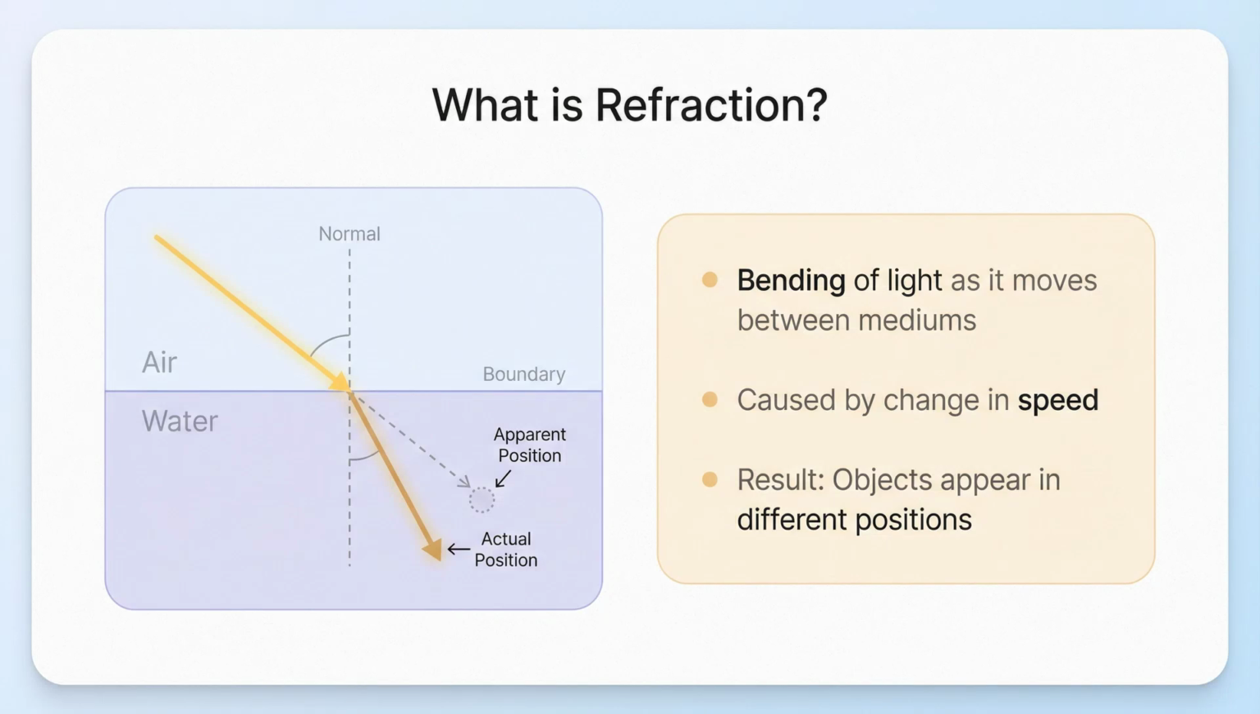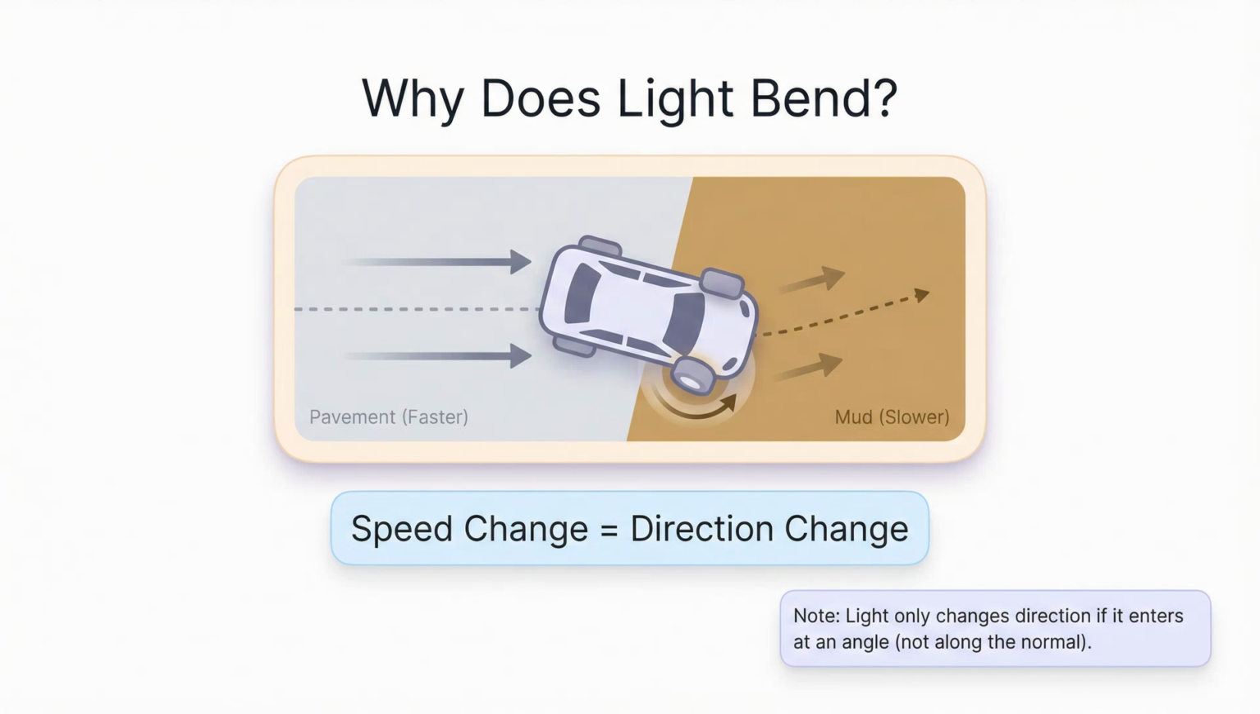So, simply put, refraction is the bending of light. This happens whenever light travels from one medium, like air, into another one, like water or glass. Because the light bends, our eyes get tricked, and objects can appear to be in completely different positions than they actually are. But why does it bend?